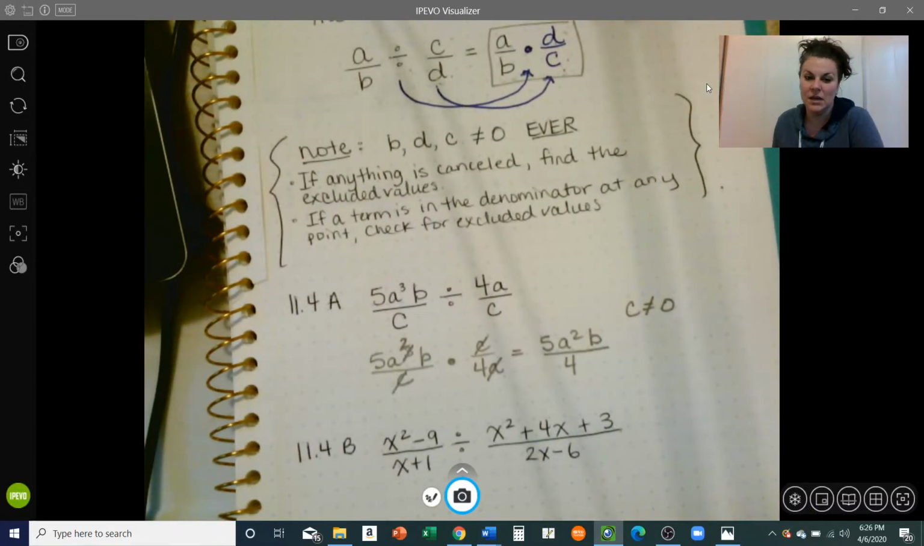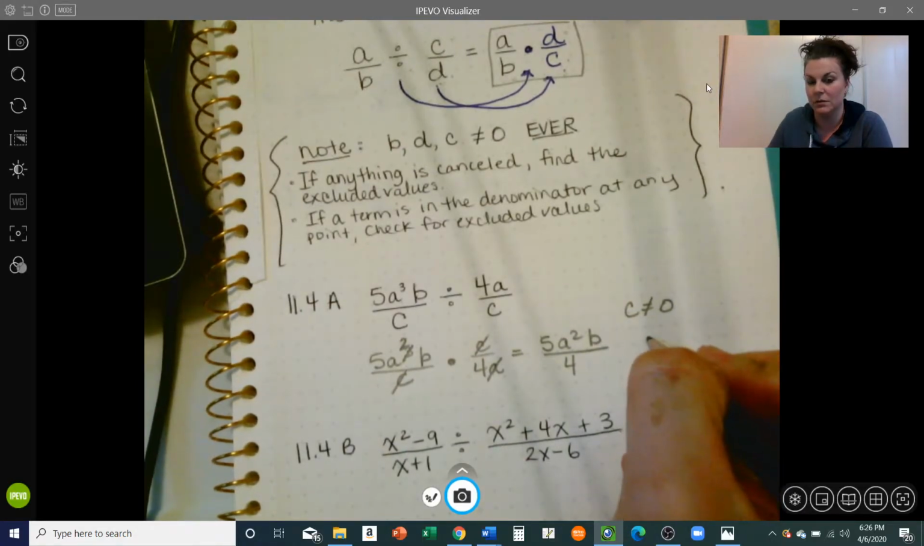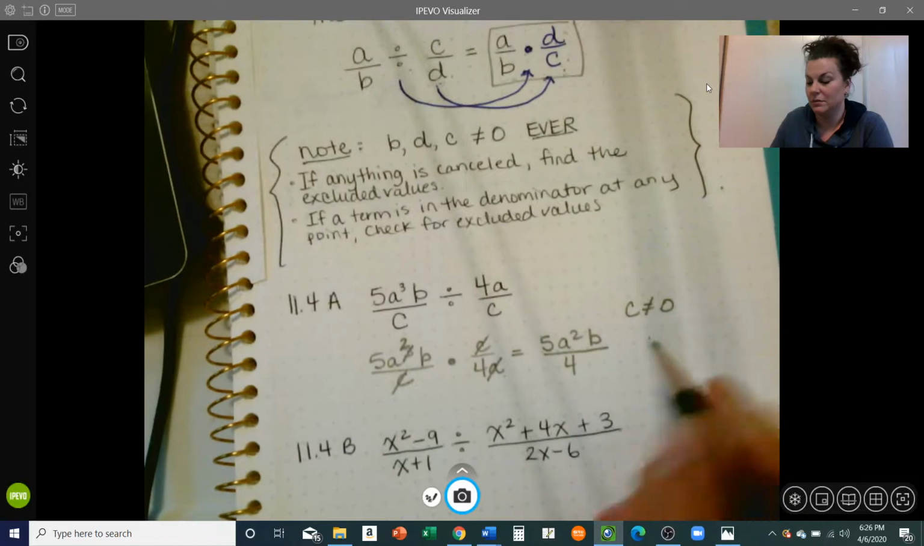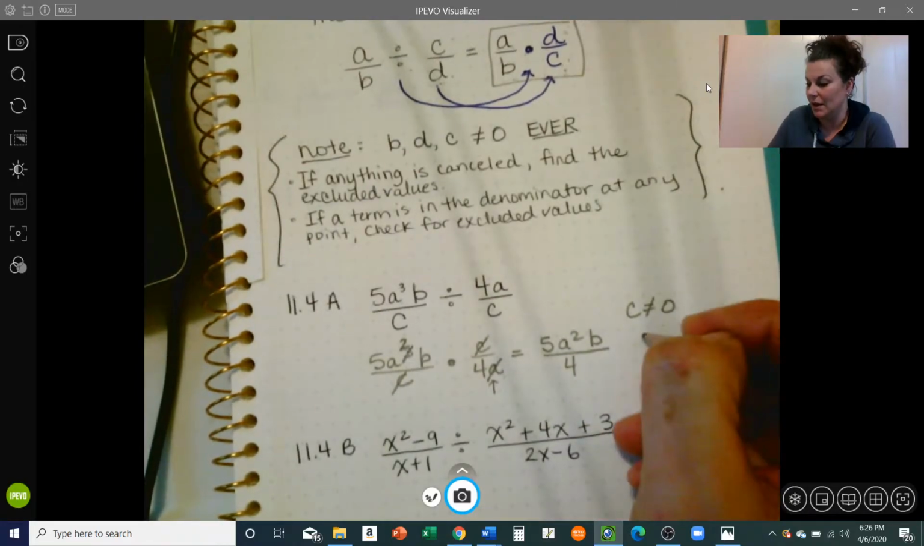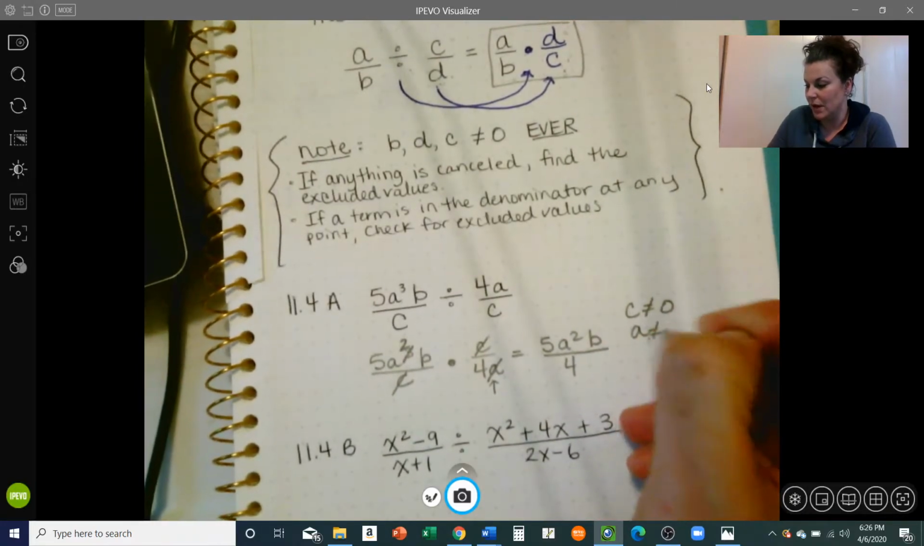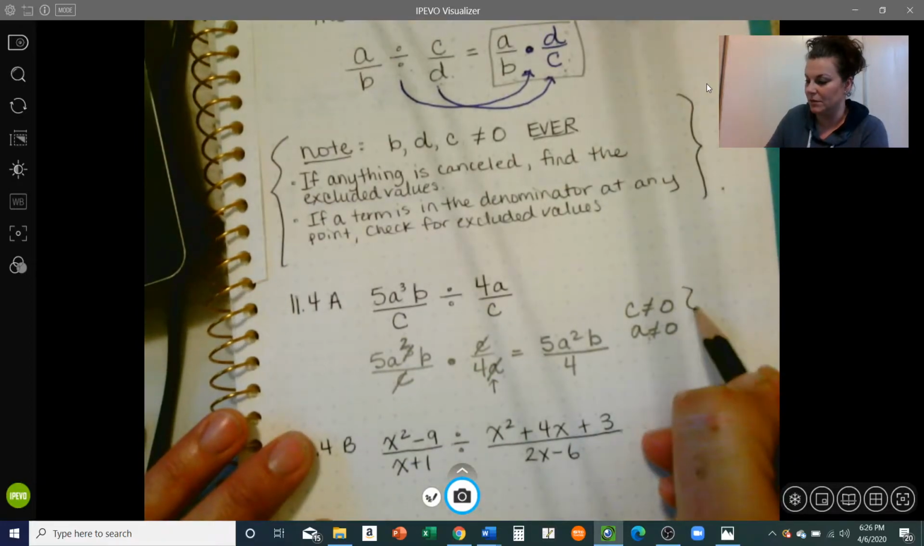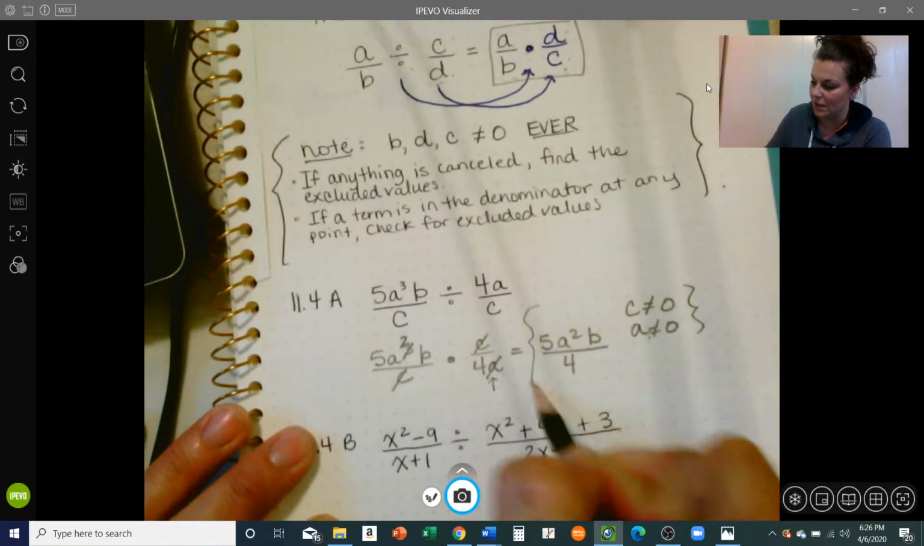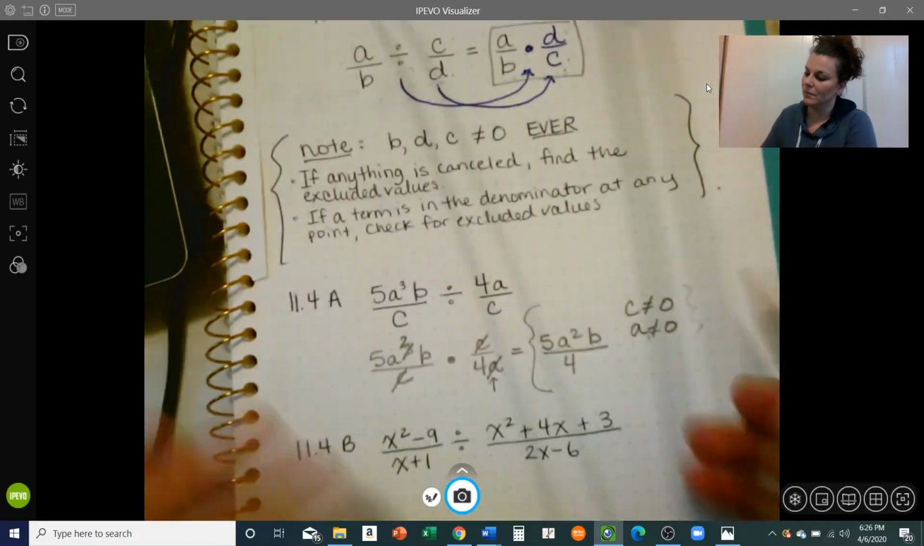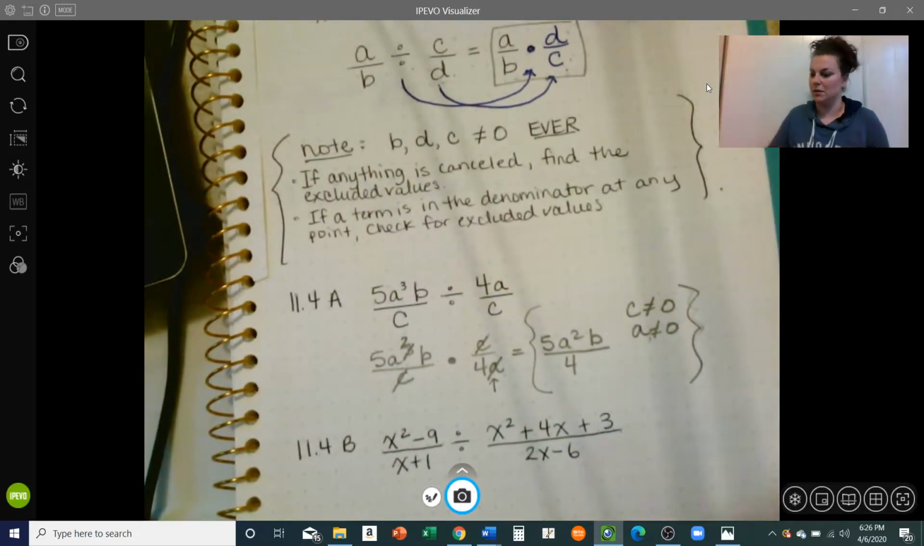And what is the other thing that we need to put on our excluded? Look here, a. I canceled that. So a also cannot equal 0. So all together, this is my answer with both of those parts.